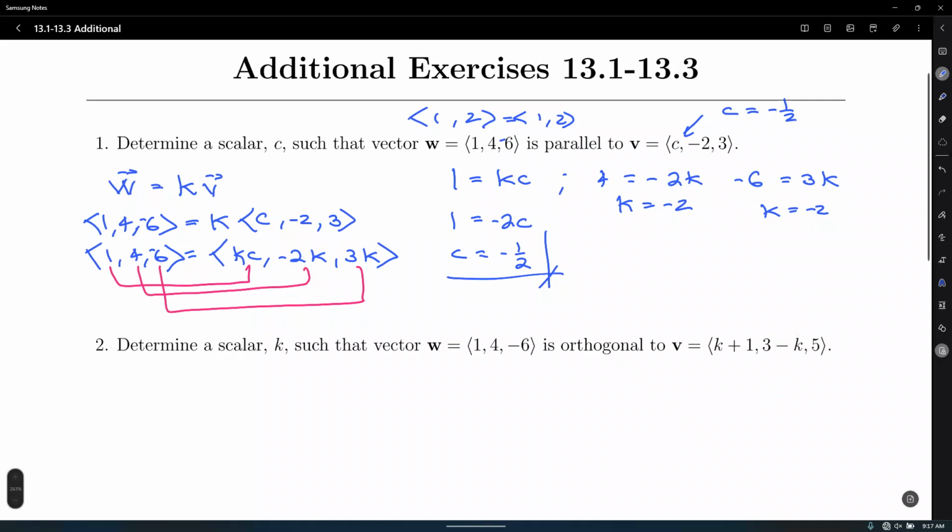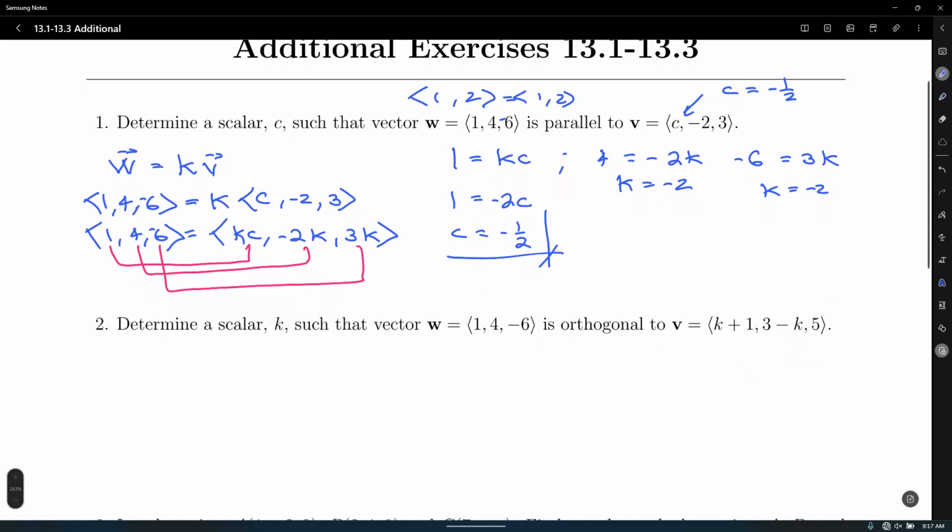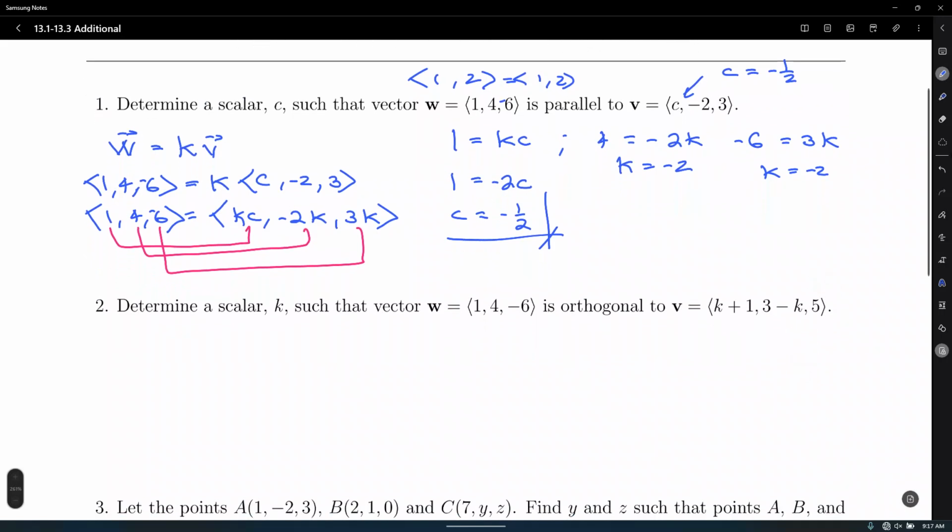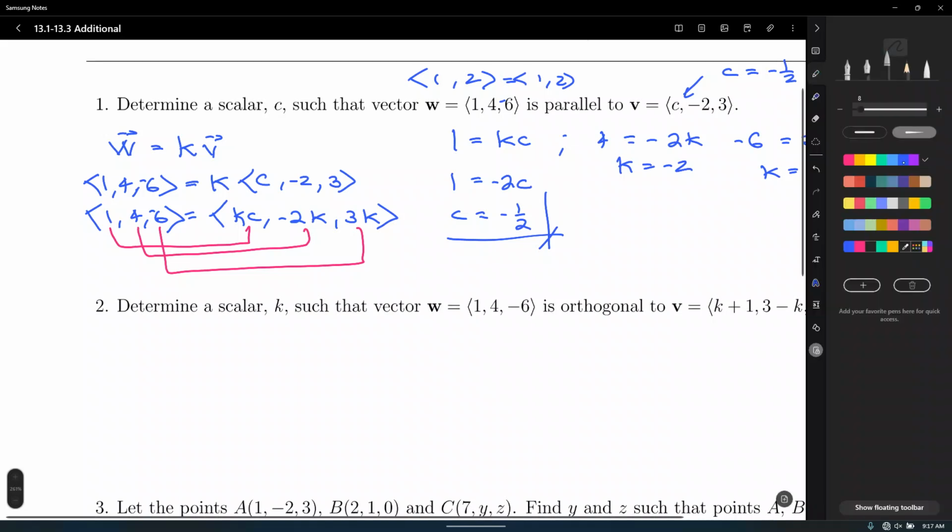Another classical problem, okay. Determine a scalar k such that the vector w, the same one with the negative 6, is orthogonal to this weird vector having numbers and letters. Alright, so that it is orthogonal. Well, let's think about that orthogonality thing. How do we know if two vectors are orthogonal? 90 degrees, but in terms of the vector operations that we know, yes, the dot product is 0.